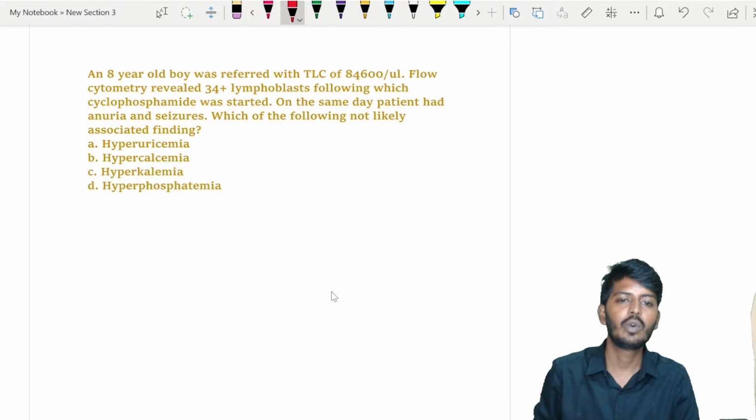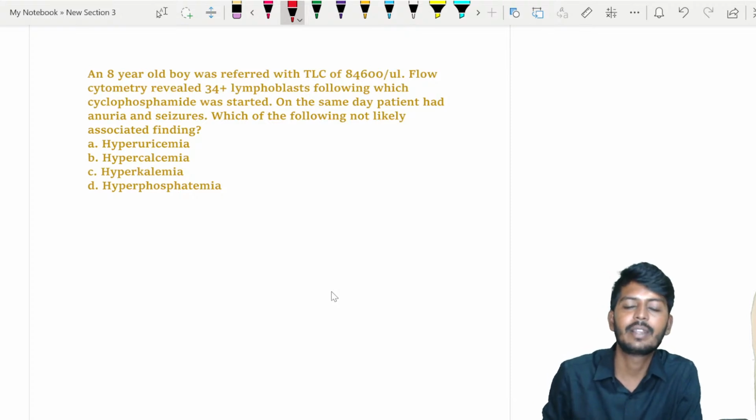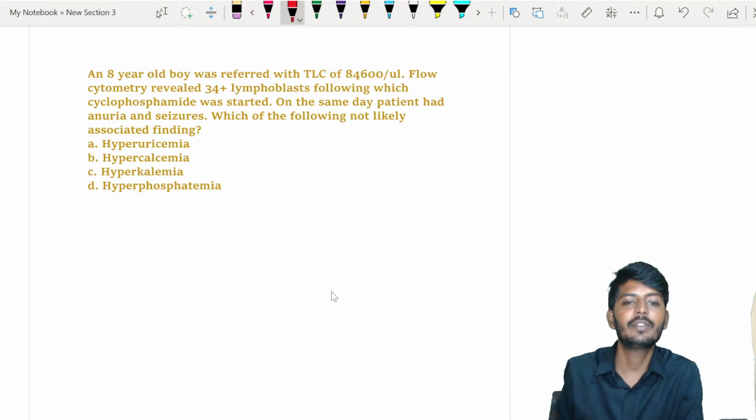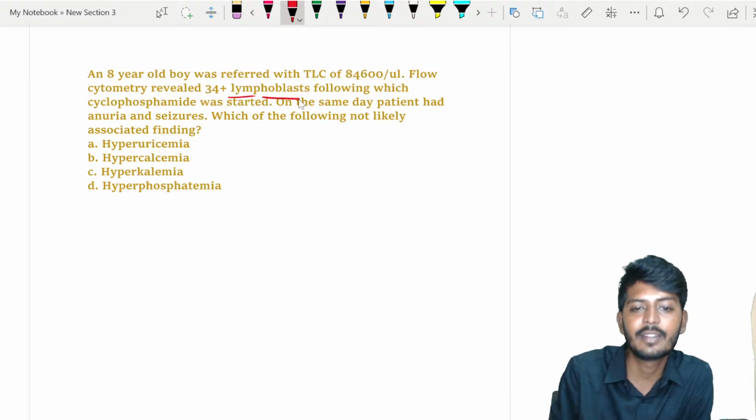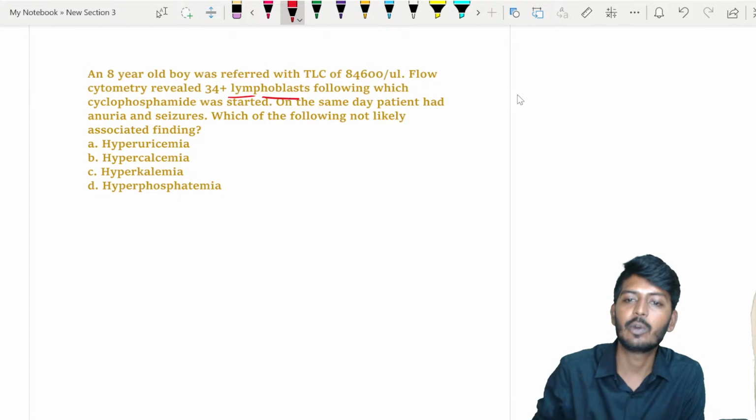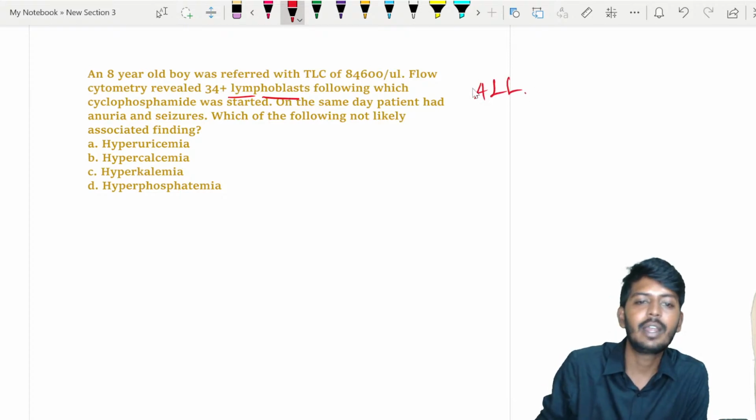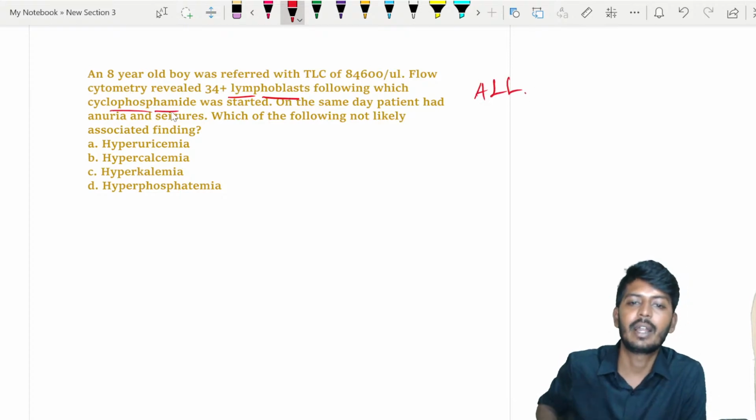An 8-year-old boy was referred with a TLC of 84,600. Flow cytometry revealed 34% lymphoblasts, following which cyclophosphamide was started. Lymphoblasts are there, which means acute lymphoblastic leukemia, ALL. So for ALL they gave cyclophosphamide. On the same day, the patient had anuria and seizure. Which of the following is not likely associated?